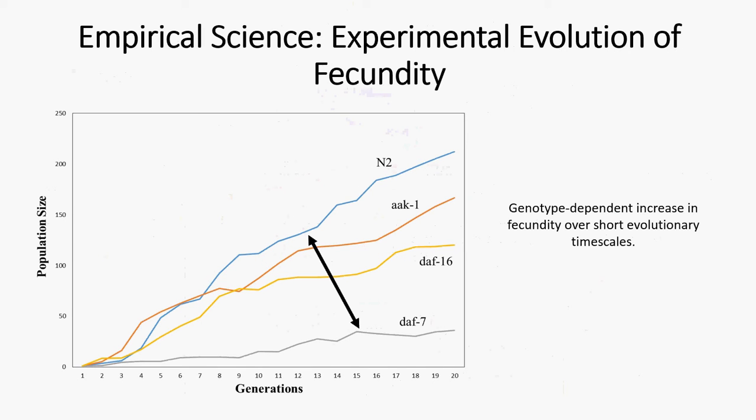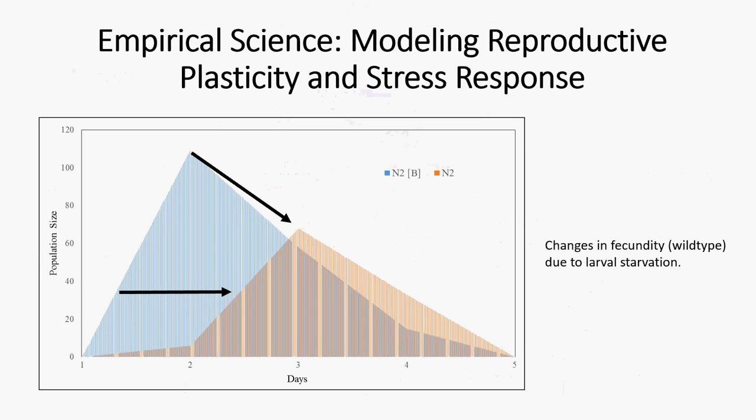We also have an empirical science component. One thing is experimental evolution of fecundity. So in this case, we're comparing wild-type phenotypes with mutant genotypes, and we can see their population size over evolutionary time, and we can look at how certain traits evolve in different genotypic backgrounds.